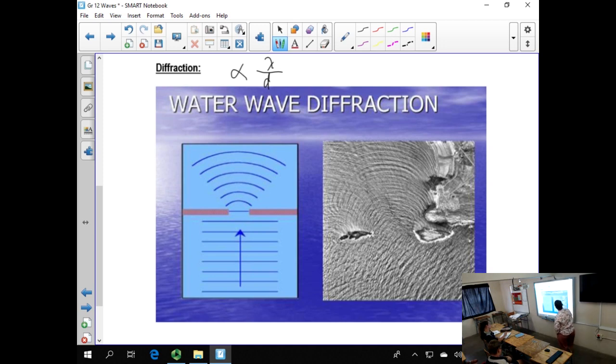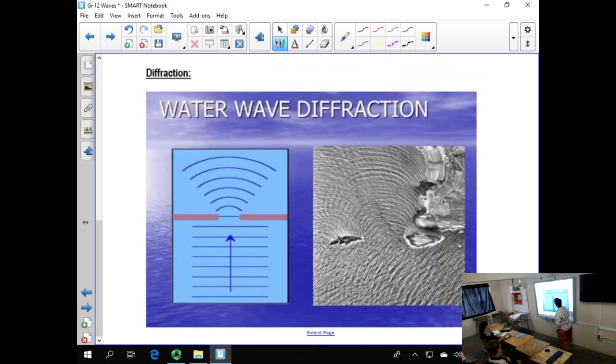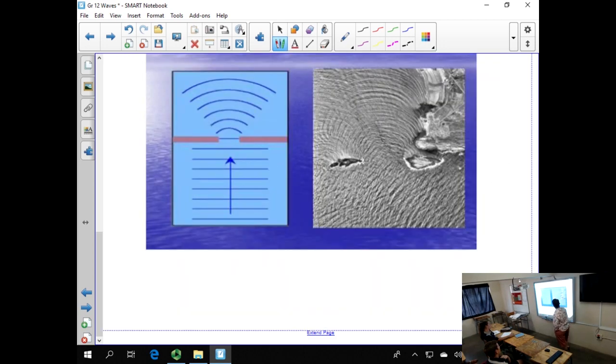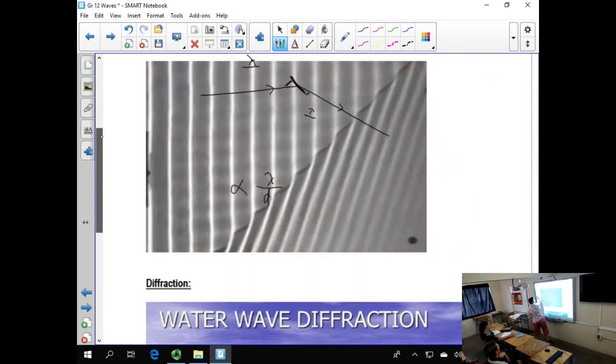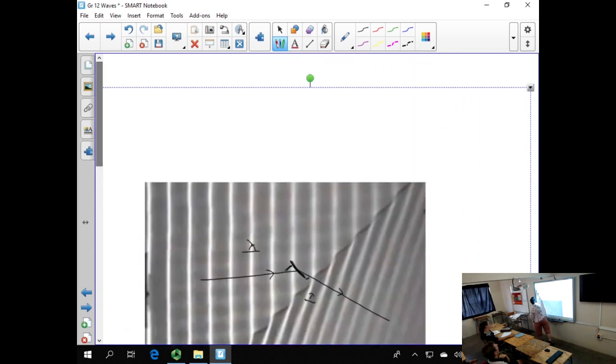Here we just have a picture of water waves taken from the top. You can very clearly see. Oh, seriously, why is this moving around? Just let me lock it in place. Right up there. Come on.